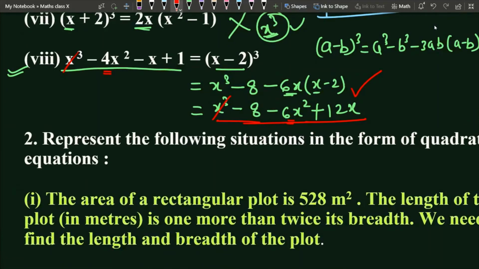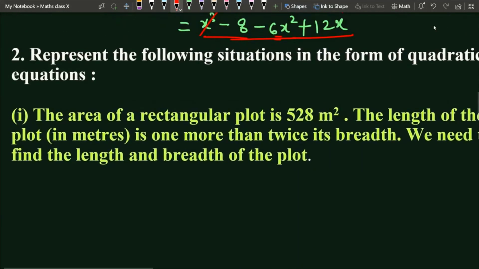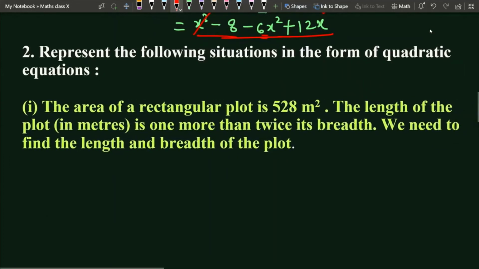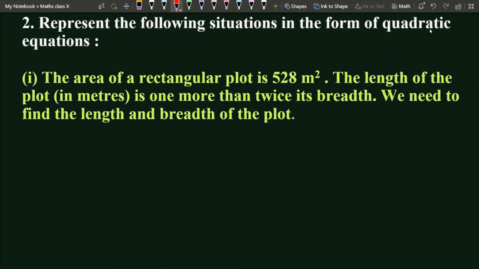Now this is a very introductory video, so you see just concepts only. Now the second question is, we just have to form the equation. You see, to solve a quadratic equation, first of all you should know how to formulate the quadratic equation according to the given conditions, like this. This is the second question of this particular exercise. Represent the following situations in the form of quadratic equations.